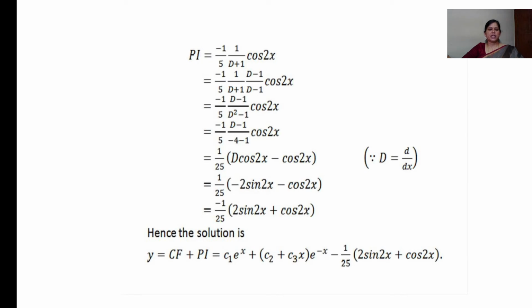Now capital D means we know d by dx. So cos 2x has to be differentiated with respect to x once. That's why we got minus 2 sin 2x. Then the next term is cos 2x. The constant 1 by 25 is already outside. So now we are combining all the values. So we will get minus 1 by 25 into 2 sin 2x plus cos 2x for PI.